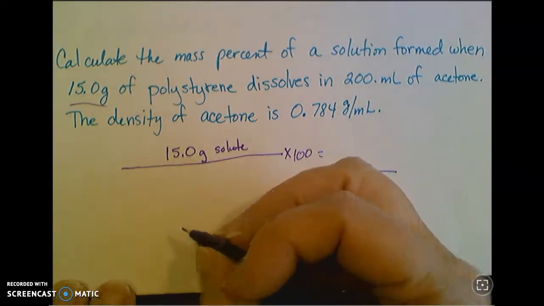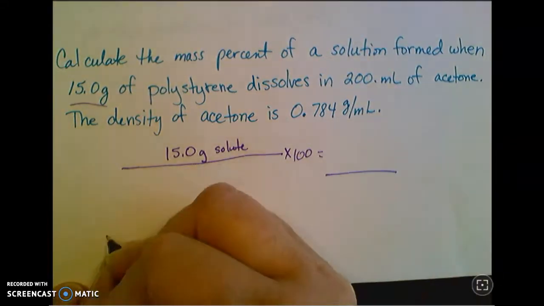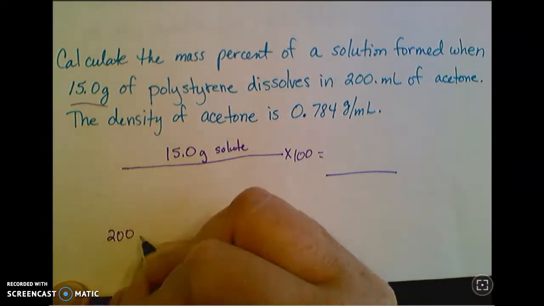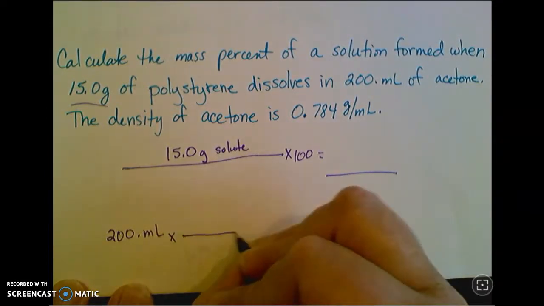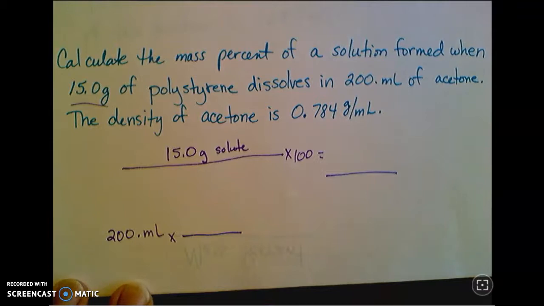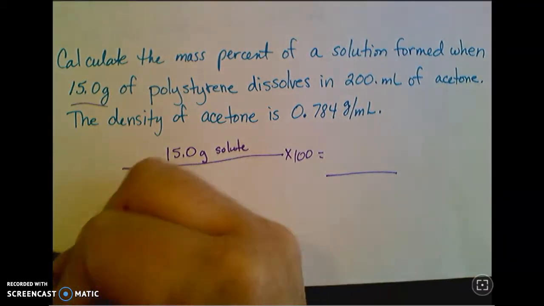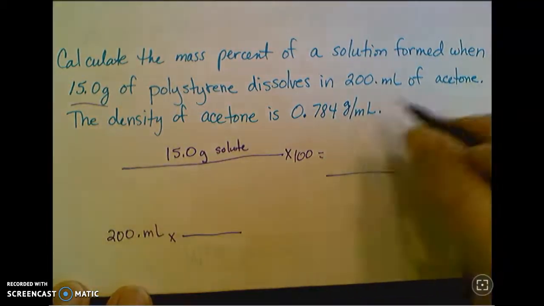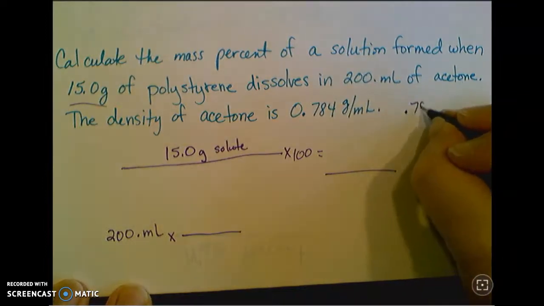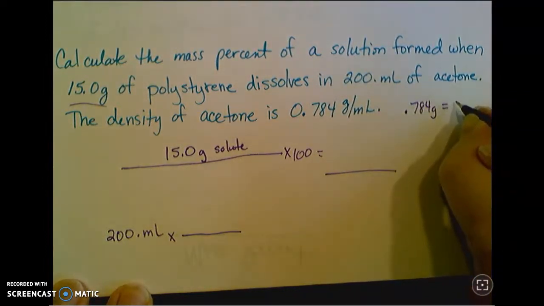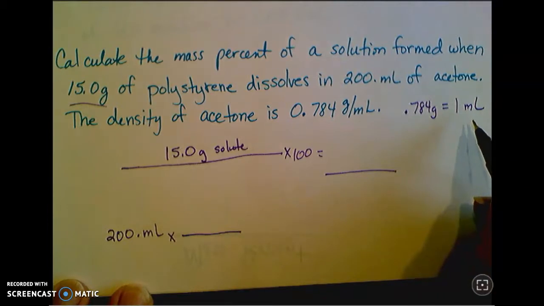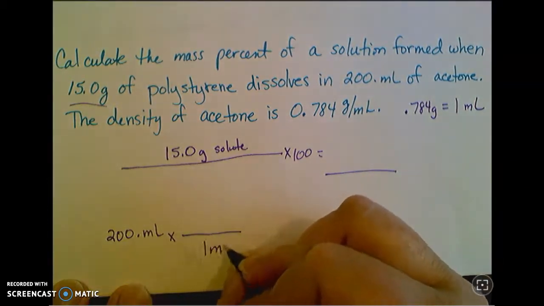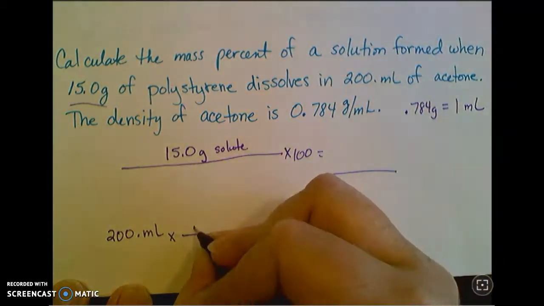I don't know if you remember this from Chemistry 1. I'm not sure if we did this in Chemistry 1. We used to. But since standards have changed, we may not have done this. You can use the density as a conversion factor. What this means is 0.784 grams is equal to 1 milliliter. So if I want to cancel out milliliters, the milliliters will go on the bottom, and the mass there will go on the top.